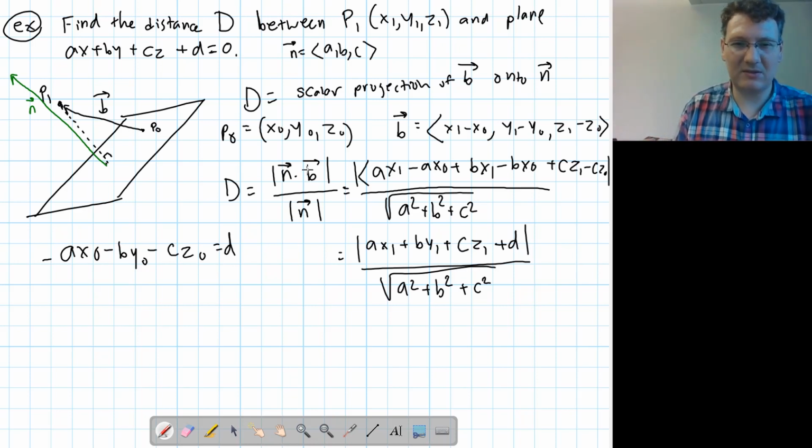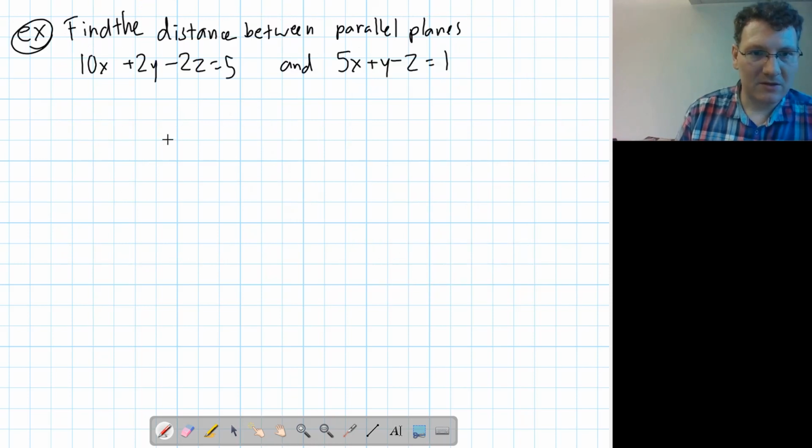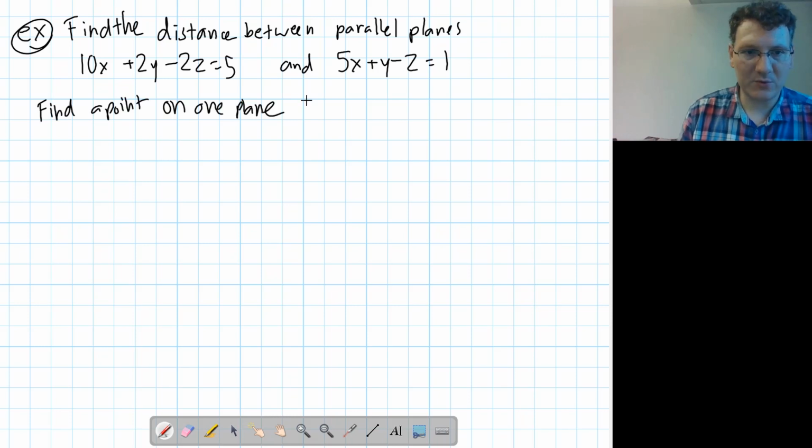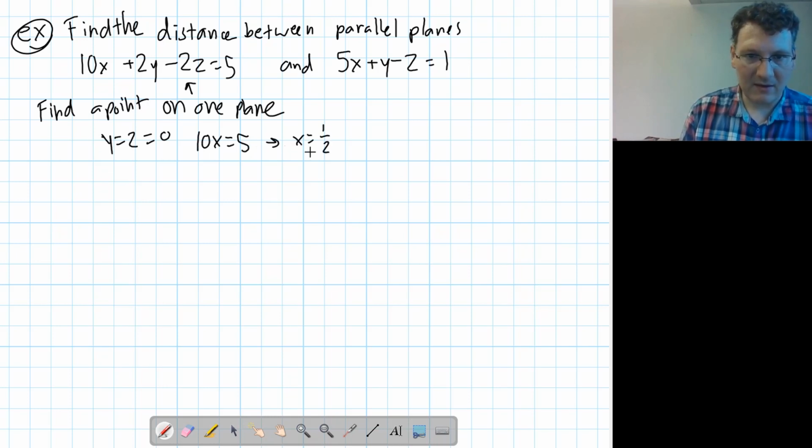I'm going to use this to do one last example. If we wanted to find the distance between two parallel planes given by these two equations, here's what we can do. We're going to first find a point on one of the planes. Let's find a point on the first plane. Let's just set y equal to z equal to 0, and that means we have 10x equals 5. That means x is going to be 1/2. So we have the point 1/2, 0, 0.